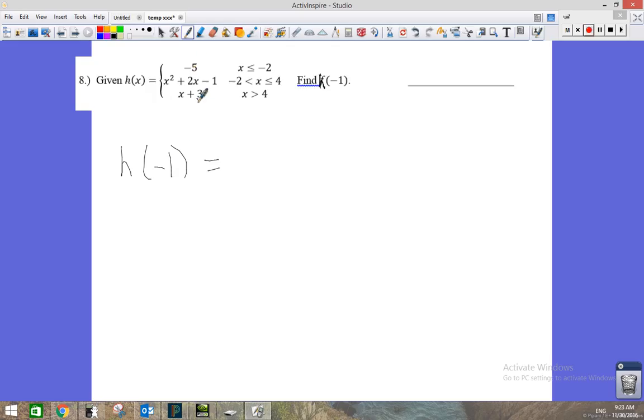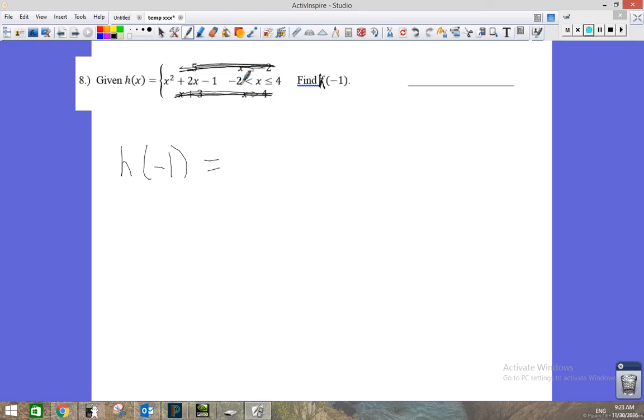Well, which equation do I use? Here, this is saying that x is -1. Well, we use the bottom equation. If the value of x is bigger than 4, -1 is not bigger than 4, so I don't use this bottom equation. The top equation will always be an answer of -5, but -1 is not smaller than -2. I'm not going to use the top equation.